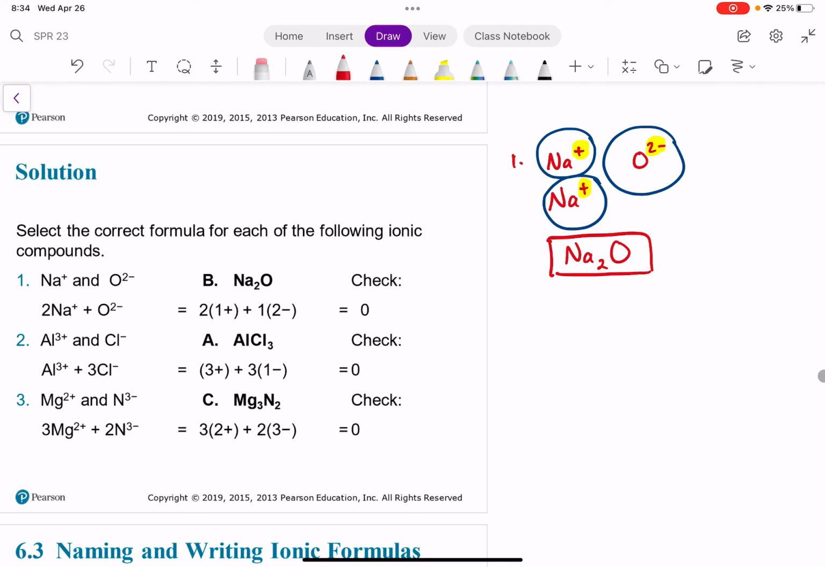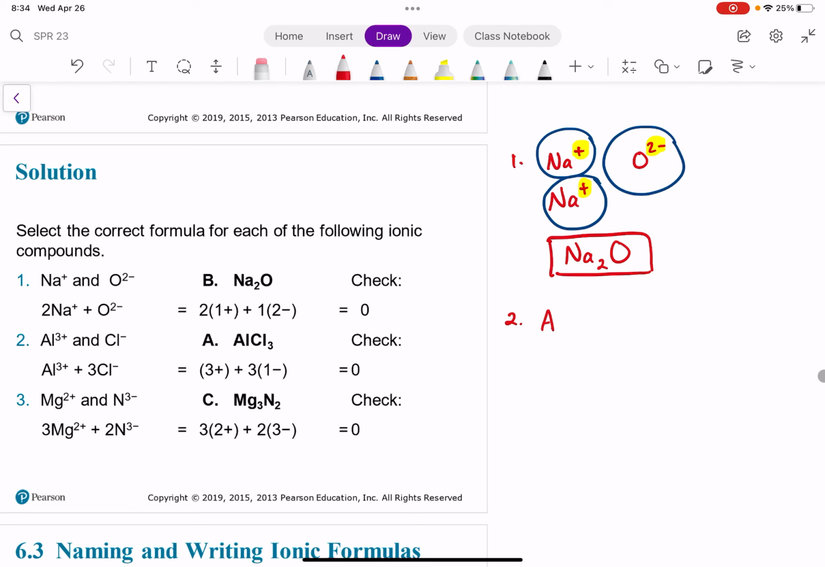Okay, and you can check, right? If we have a total charge of +2 on this side of the compound, we have to have a -2 charge on the other side, and we do, right? Okay, I'll show you a trick in a little bit, but first let's go through these the long way, but there is a shorter way. But I want you to understand the concept first.